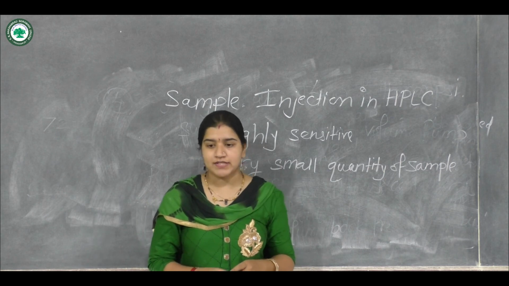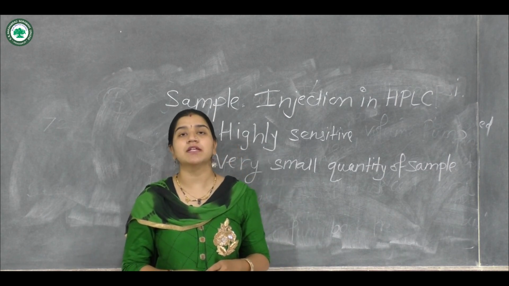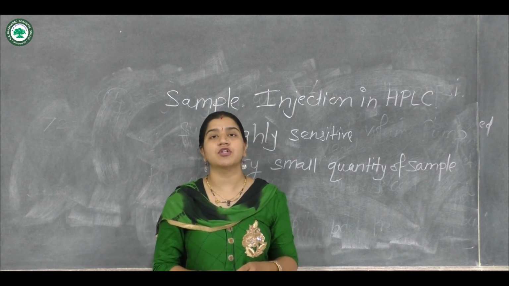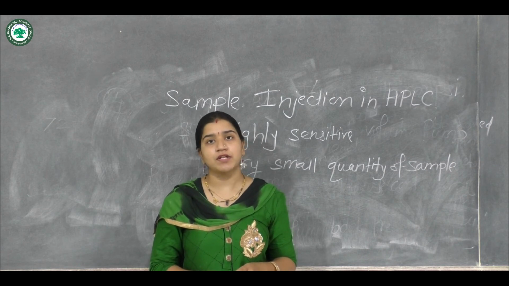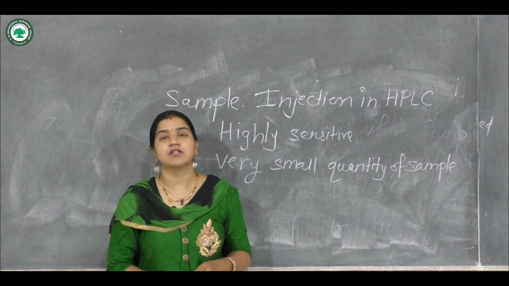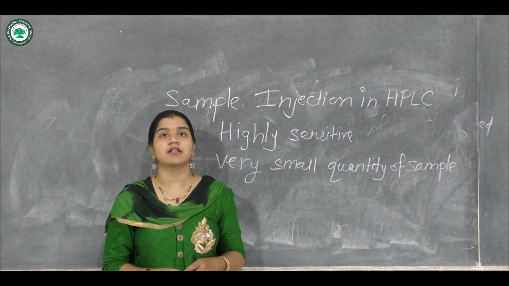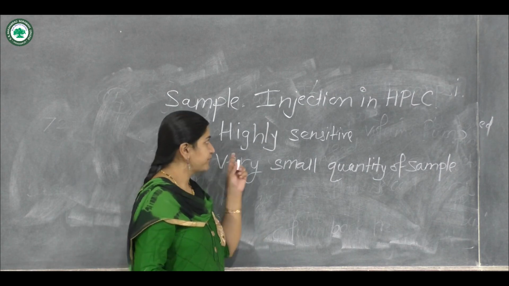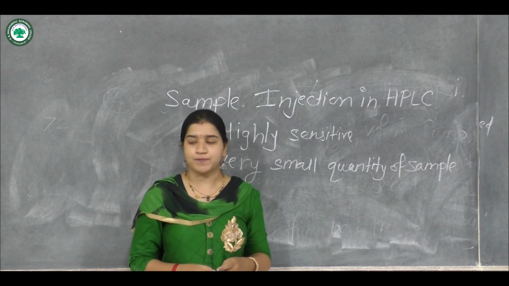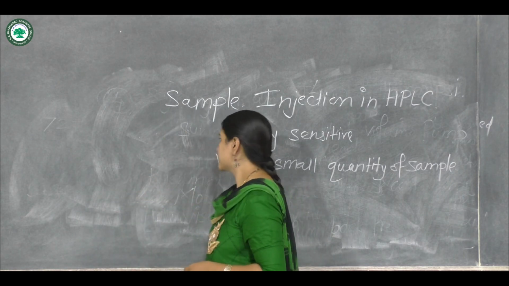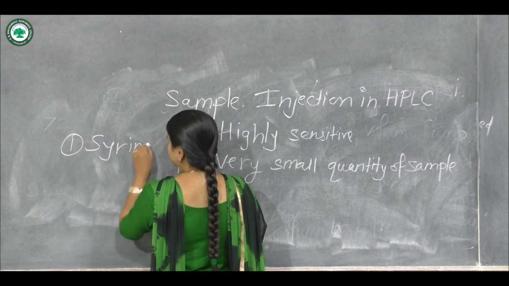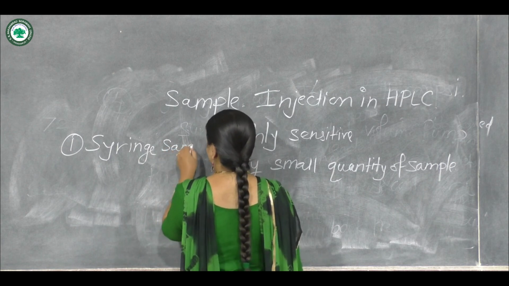Before injecting your sample inside the HPLC column, there is a use of filters. Filters are there for the purification of your sample, and after the process of filtration, your solvent is injected inside the column of HPLC. Now what are the different ways to inject your sample inside the HPLC? The first one is the syringe type of sample injection or syringe sample injection.